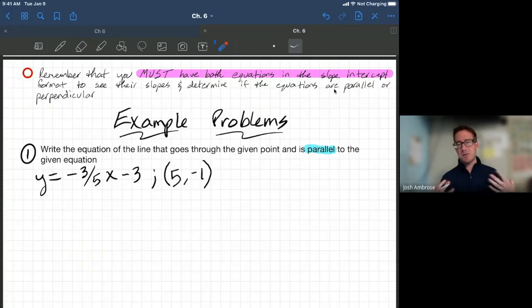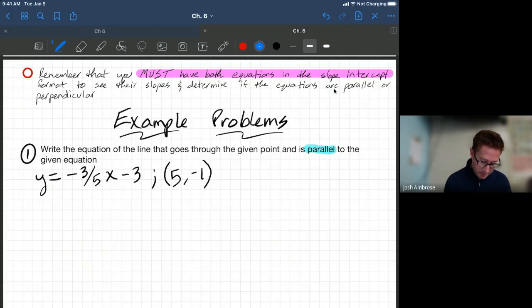Let's do some example problems. You'll see what we're talking about here. First one: write the equation of the line that goes through the given point (5, -1) and is parallel. I've highlighted that word parallel because parallel means same slope. So the slope that we are given is -3/5. We don't care about the y-intercept value. We care about the slope. So I see an x here, I see a y here, and I see my slope here.